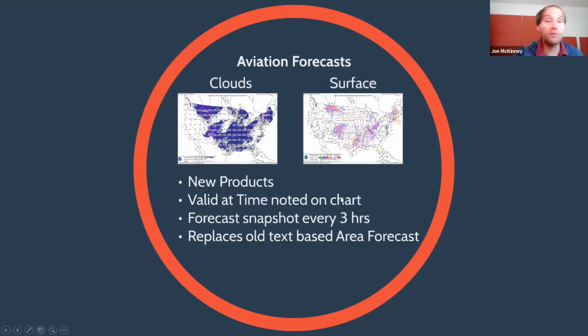And here's some of those possible products that we could see on aviationweather.gov. We could have one for clouds, we could have one for surface. These are new products, just like every other weather product. What you need to do is you need to study the actual chart. You need to look at the chart and figure out what's the valid time, when's the issue time. These forecasts say it's a snapshot every 3 hours, and it replaces the old text-based area forecast.